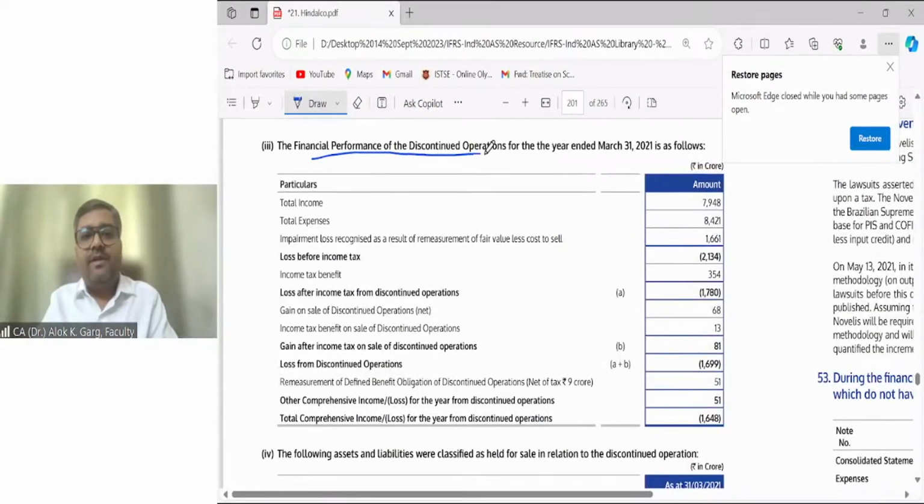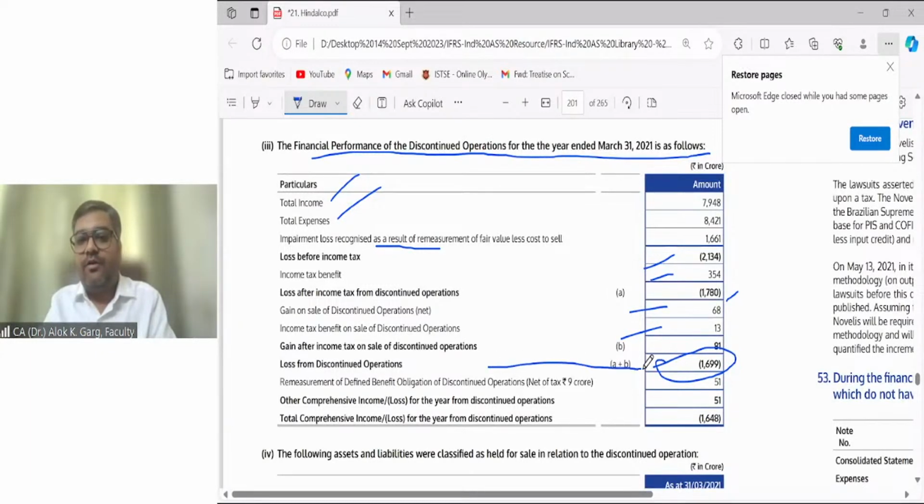The financial performance of the discontinued operation for the year ended 31st March 2021 is as follows. Total income, total expenses, impairment loss. Since it is a disposal group also, impairment loss is recognized as a result of remeasurement at fair value less cost to sell, the lower of carrying value and fair value less cost to sell. This is loss before tax. Then, if there is a loss, there will be income tax benefit. Then there is a loss after income tax. There is an actual gain on sale of discontinued operation, and the tax impact. And now you can see that the actual profit or loss from discontinued operation is 1699, right? This is what we have seen. So the entire P&L is given in note number 50.